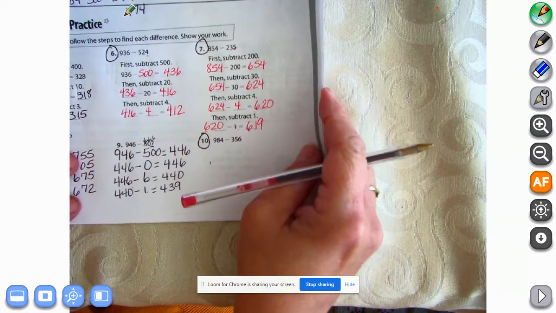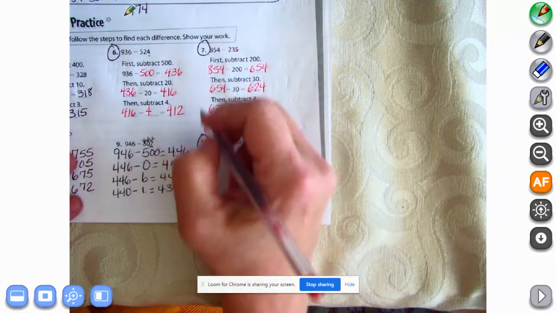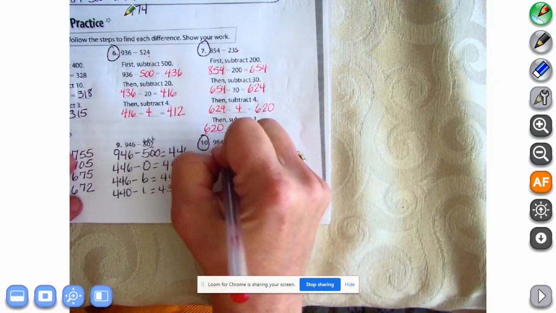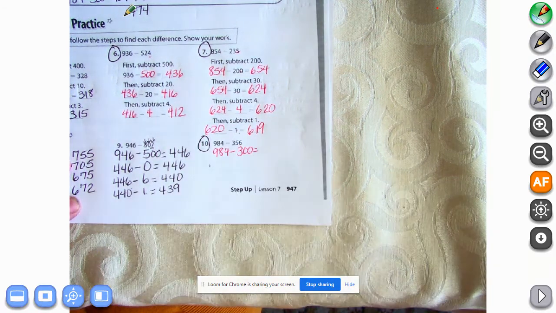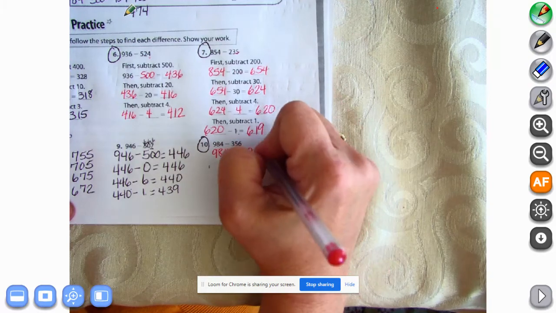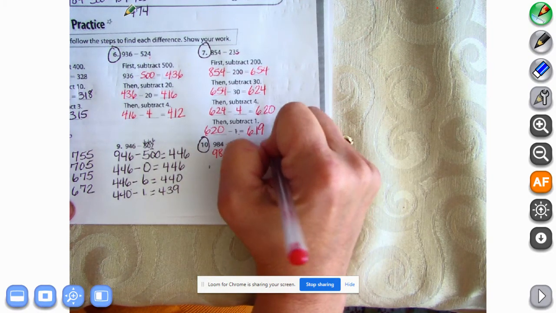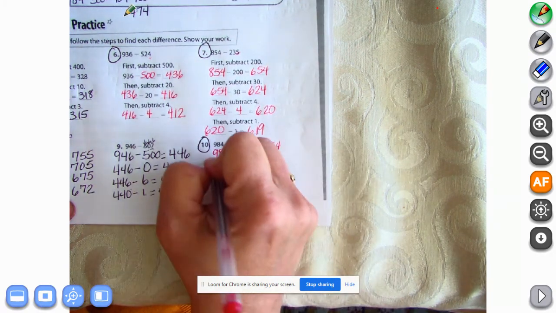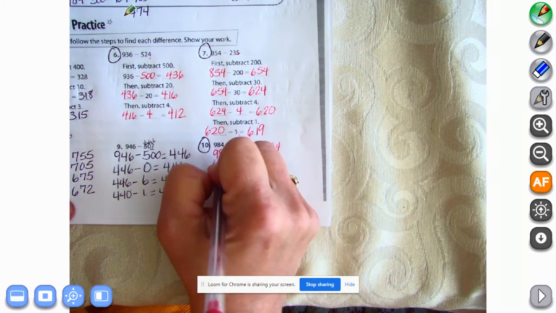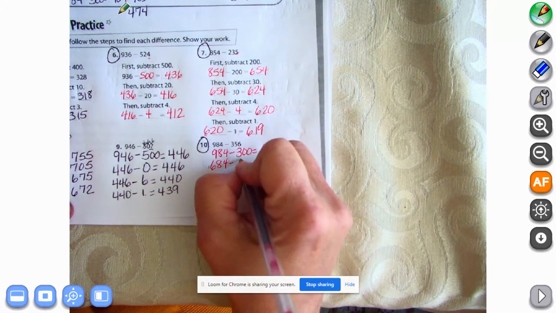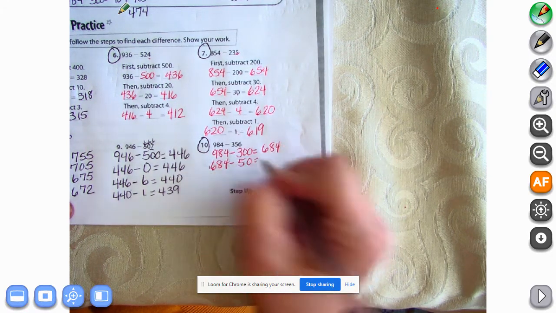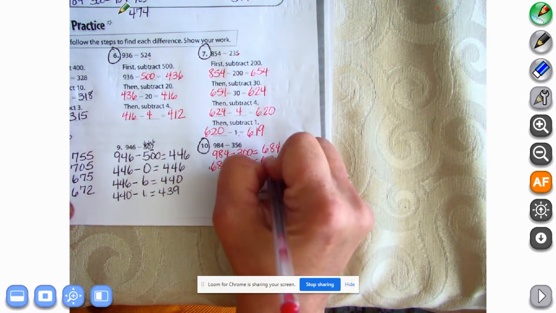All right, 984 minus 356. Start out with 984 minus 300. Okay, 300 take from 9 is going to be 684. Bring your 684 below. And now we're going to subtract our tens. Let's take away 50. That's going to leave us with 634.